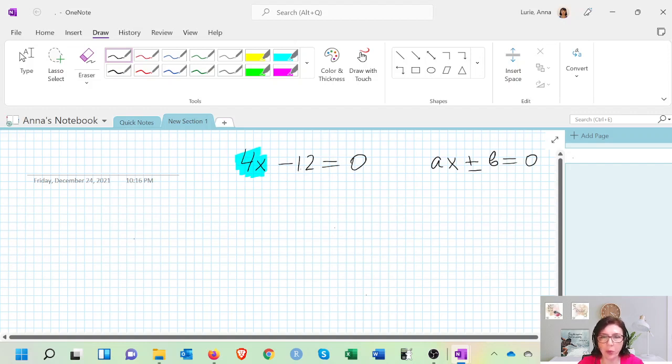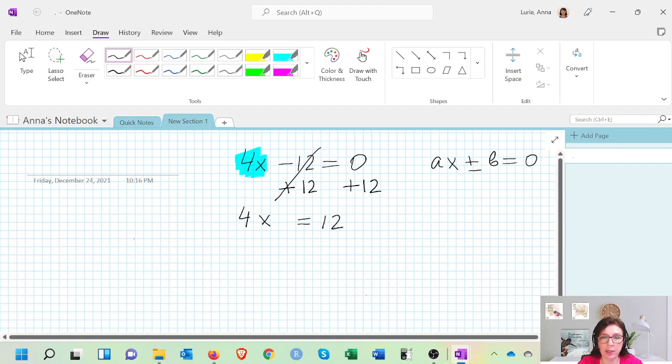So how do we make negative 12 move to the other side of the equation, to the right side? Well, we need to select an operation that's opposite to subtraction, and that would be addition. So we're going to go ahead and add 12 to both sides. At this point, I now have 4x, and then negative 12 and positive 12 are going to cancel, so we're not going to have that negative 12 anymore. On the other side, we got 0 plus 12.